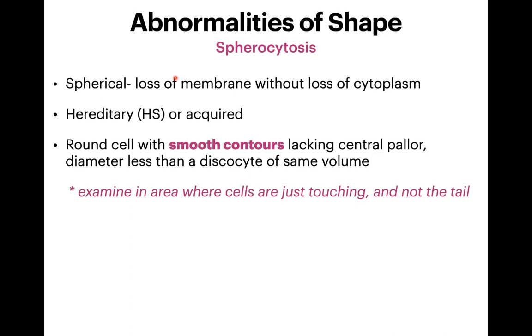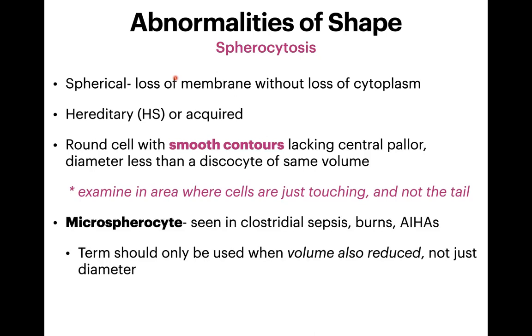In one of our previous lectures, we talked about RBCs appearing as spherocytes at the tail end. So never consider cells as spherocytes in the area of the tail. Examine the area where the cells are just touching each other and you are seeing central pallor in most of them. At that time, if some cells lack central pallor and are rounded with smooth contour, call them spherocytes.